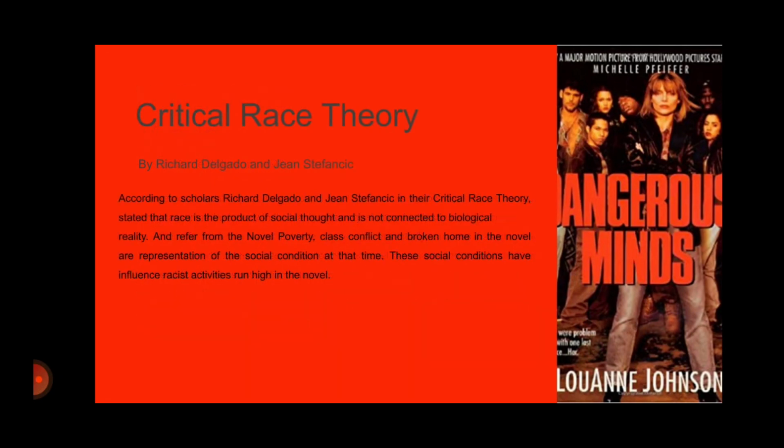The Critical Race Theory. The Critical Race Theory by Richard Delgado and Jean Stefancic stated that race is the product of social thought and is not connected to biological reality, and they refer from the novel to poverty, class conflict, and broken homes. This novel is a representation of the social condition at that time. These social conditions have influenced racist activities that run high in the novel.